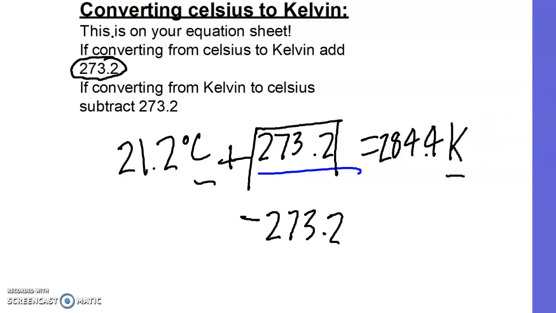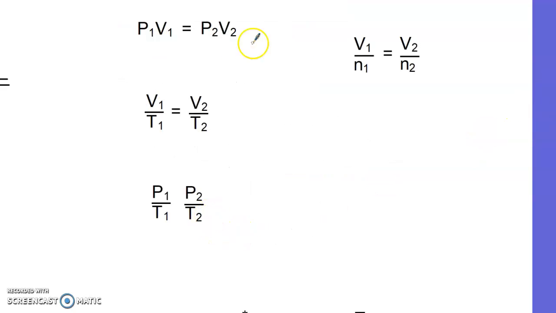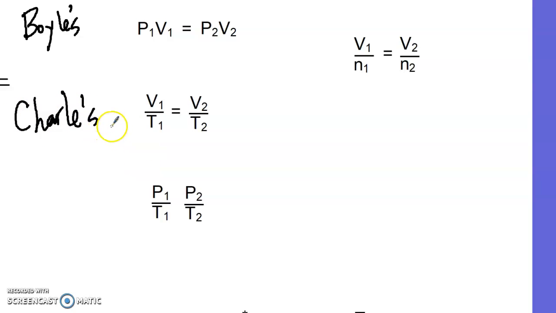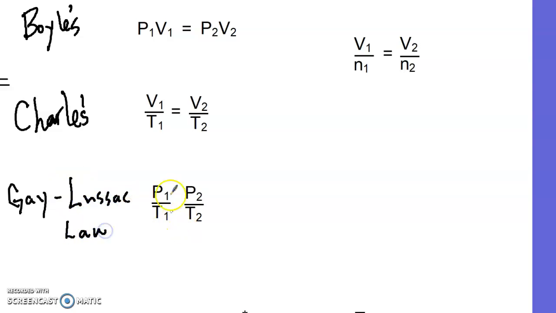So here they are, the laws. Pressure and volume, Boyle's. Okay. Volume and temperature, that is Charles's. We're not going to really get into this relationship. We kind of just showed you this is the pressure and temperature. We're not going to go over this specifically, but this is called the Gay-Lussac law. It's just a relationship between pressure and temperature.